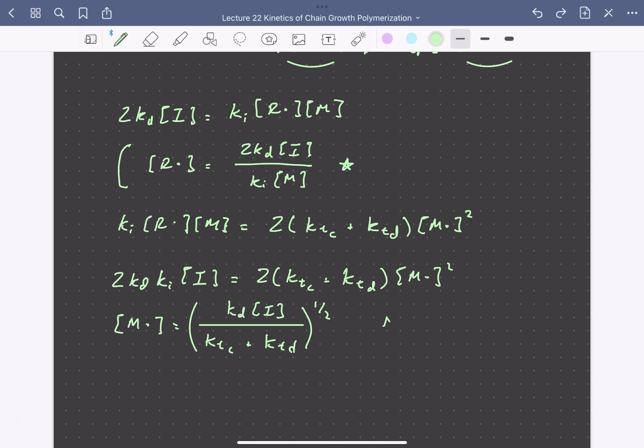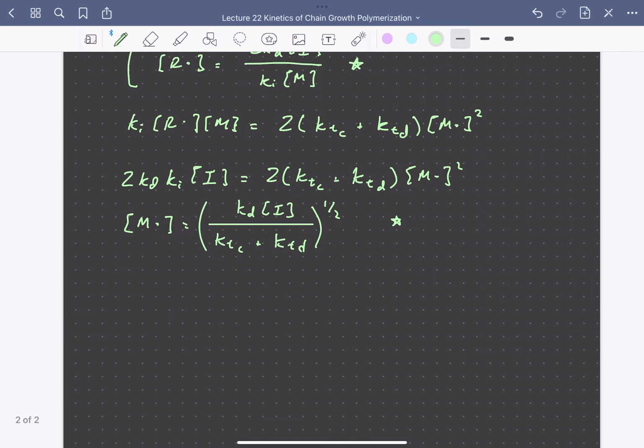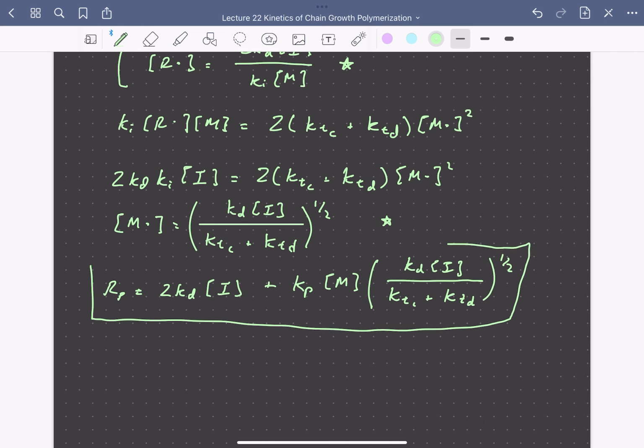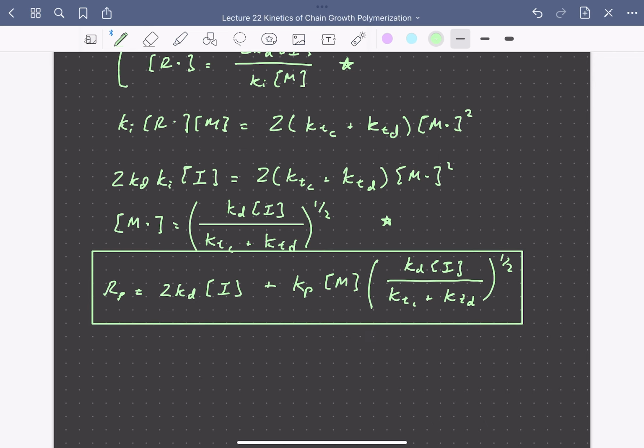And so now we can use those expressions to come up with a rate equation for the rate of polymerization just in terms of measurable quantities. So if we do that, plugging everything in, we can write that the rate of polymerization is equal to 2 times the rate constant for decomposition of our initiator times its concentration, plus the propagation rate constant times the concentration of monomer, times essentially what was our M dot. Okay. So here we've arrived at a rate expression that gives us the rate of polymerization, all in terms of measurable quantities, starting with a sequence of elementary steps for this chain growth polymerization.